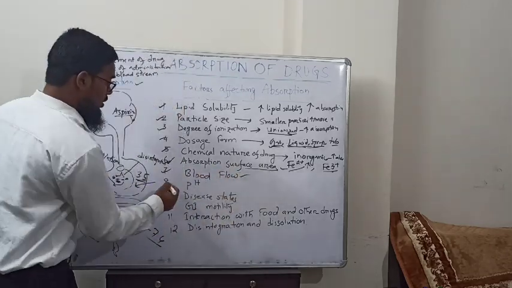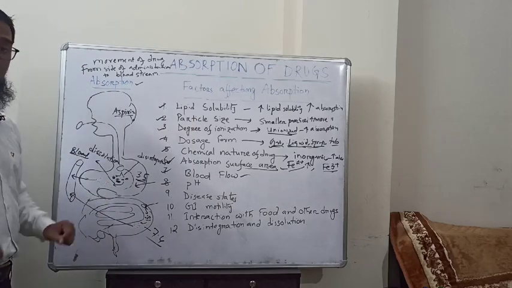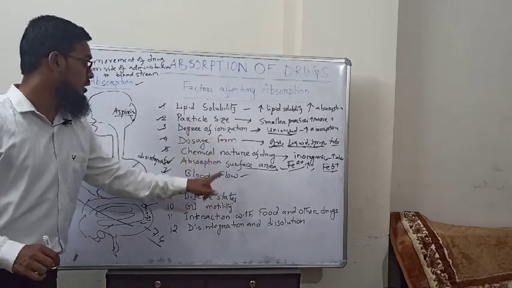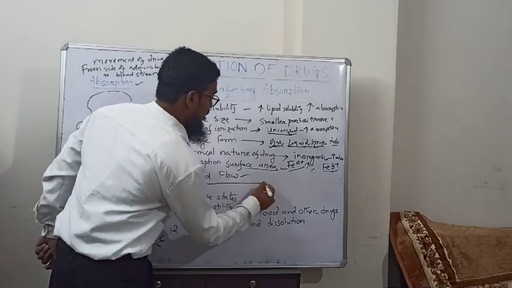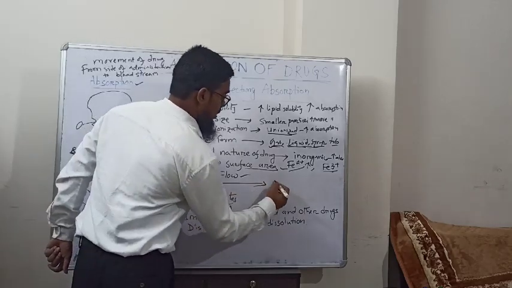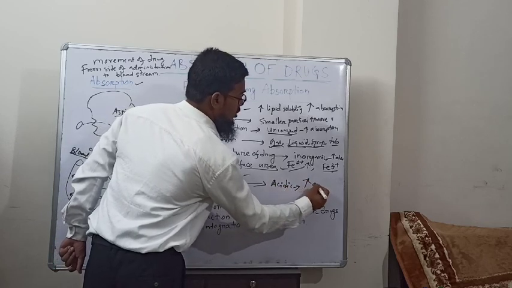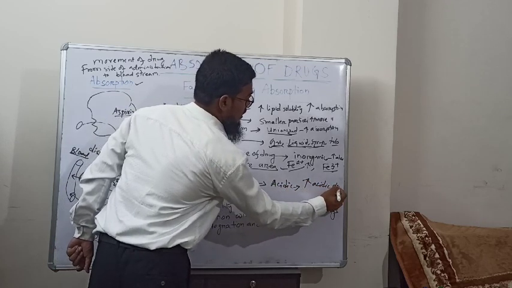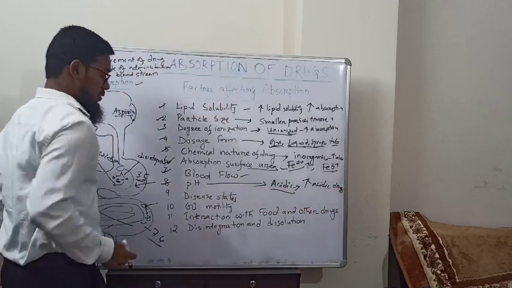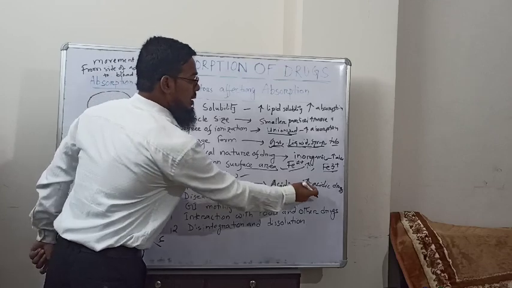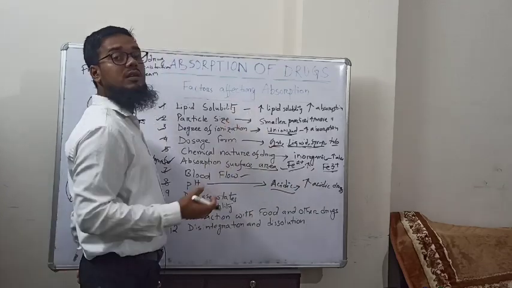After blood flow, the pH is very important. Already we discussed that ionization of the drug depends on the pH. So our stomach pH is acidic, and if we take an acidic drug, then more absorption will take place.